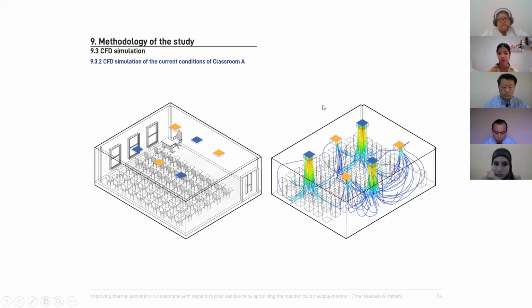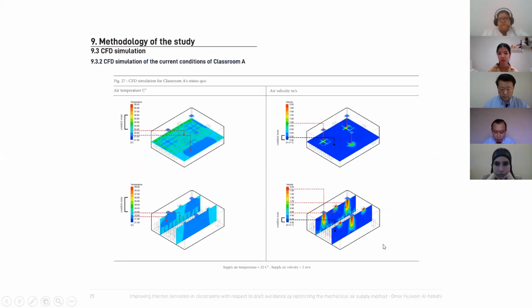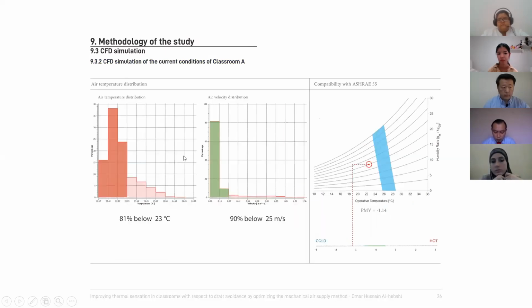We started out by simulating the current conditions of both classrooms. Here are the configurations of the inlets and outlets of the air supply inside classroom A. To save time, we will jump to the results. The result of the simulation with the current condition of the first classroom showed that 80% of the temperature readings are below the comfort zone of ASHRAE 55.